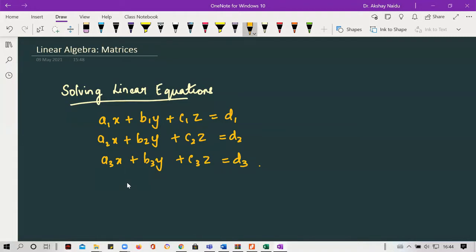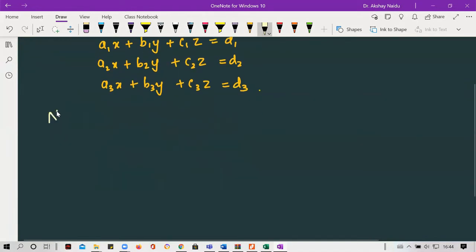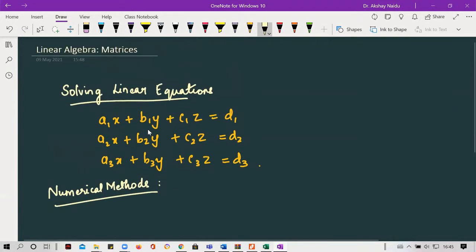Now, how do we use this in engineering? Most engineering problems, other than the simple ones, the complex engineering problems, have to go for numerical methods of analysis. And in those numerical methods of analysis, you have to deal with matrices and linear equations.